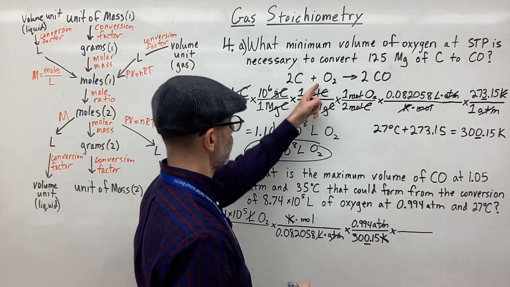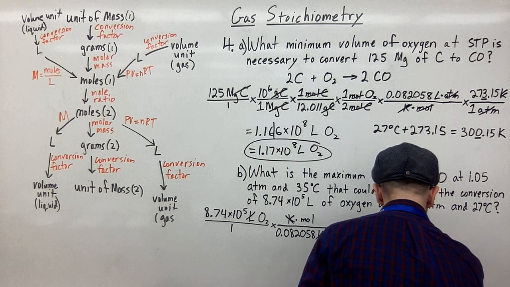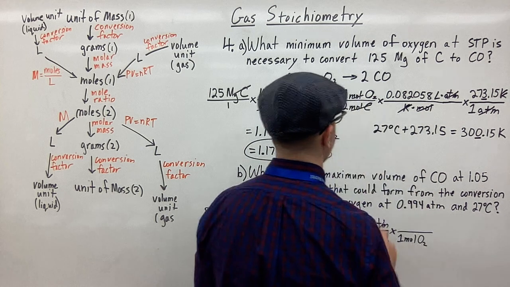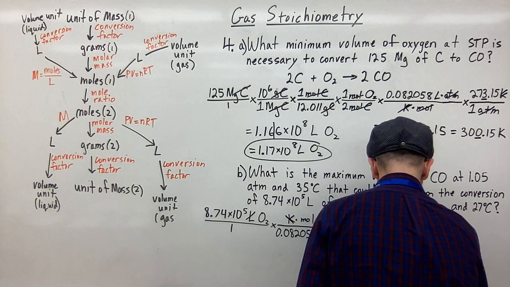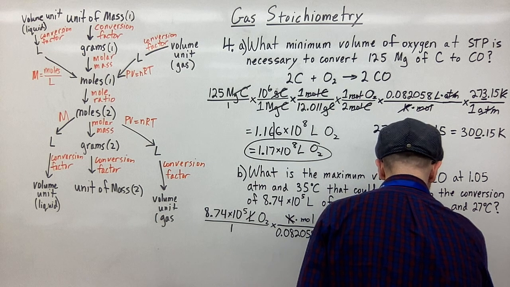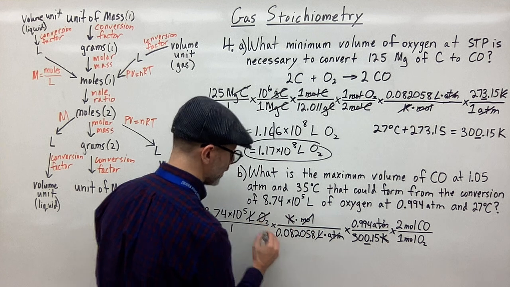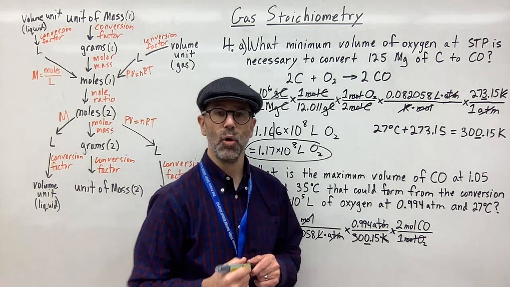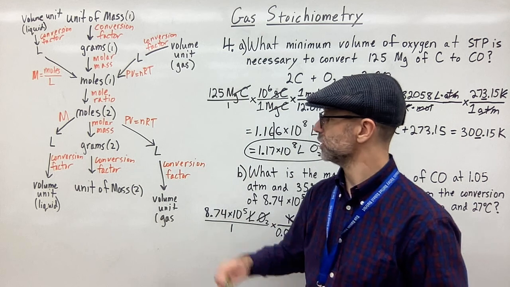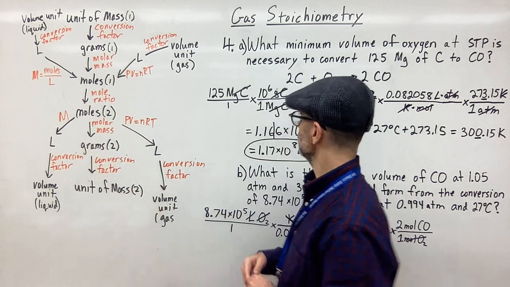So I have 1 mole of oxygen, so that's going to go on the bottom. 1 mole of oxygen and 2 moles of CO on the top, so 2 moles CO. So moles of oxygen cancel out with moles of oxygen. And now I have moles of carbon monoxide, CO. So now I'm here. And so what are they asking for?